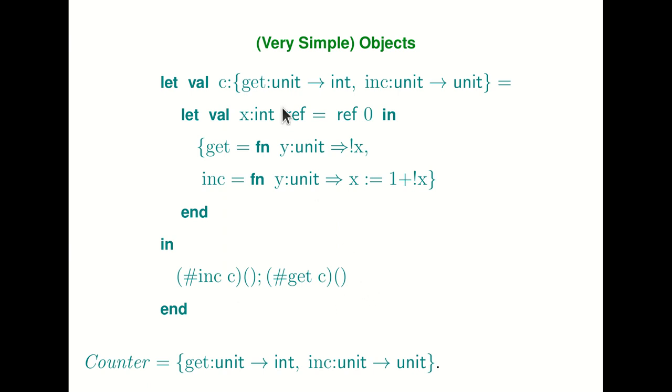The way that we implement this is by saying, okay, I'm going to allocate some private state. You can think of this as private fields of an object. Then I'm going to return a record of functions which access this private state. The get function is just going to dereference this hidden pointer, and the increment function is just going to increment this pointer, x. And then what we return from this scope is just this pair of functions. We don't directly return this hidden reference.